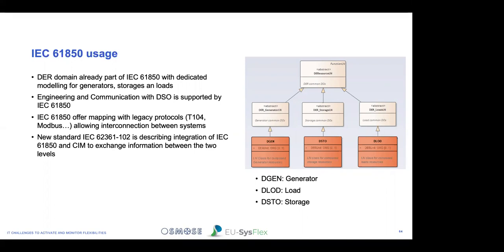Engineering and communication with DSO is also already supported by 61850, and 61850 offers mapping with legacy protocol. So this allows you to interconnect new systems using 61850 with old ones by defining a proxy device with the same semantic, but the address coming from the legacy protocol. And last point, to make a link with the previous presentation, there is a new standard, 62361-102, which describes the interface between 61850 and CIM to exchange information between the two levels.